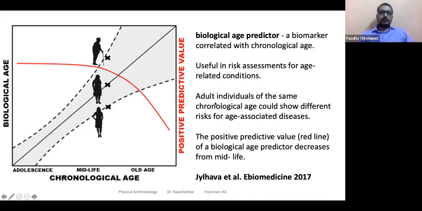So also we notice that adult individuals of the same chronological age could show different risk for age-associated diseases, meaning whatever their chronological age is, depending on the biological age, people at 30 may develop diabetes, people at 50 develop diabetes when you compare two individuals. That age, not with respect to chronological, but biological age, defines the outcome of the diseases.